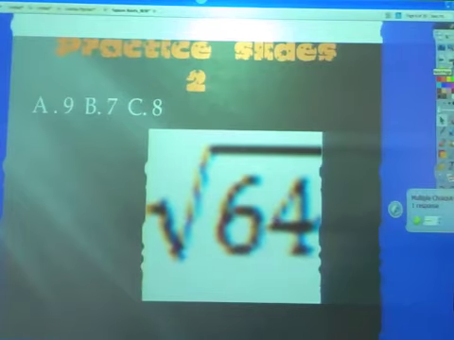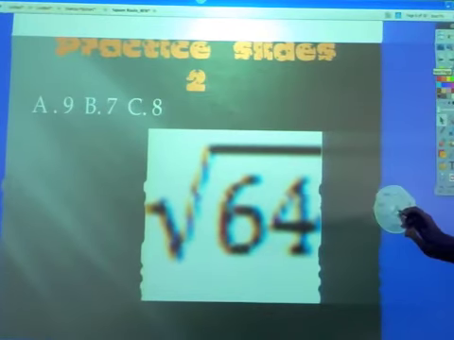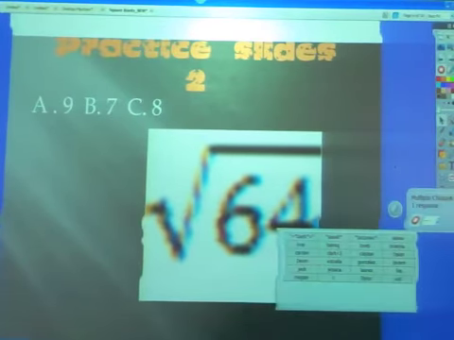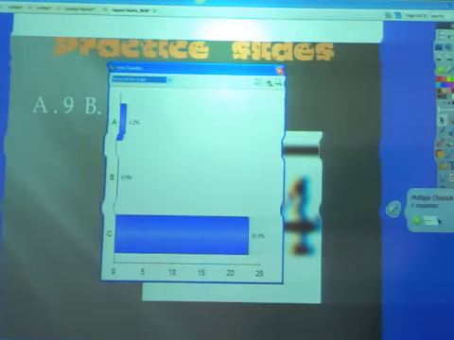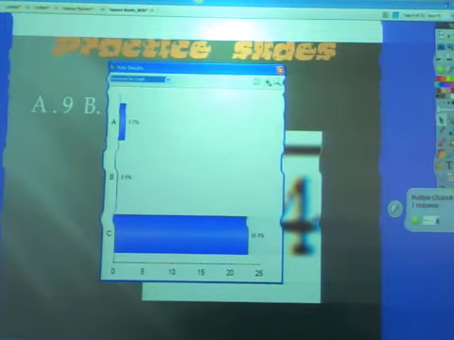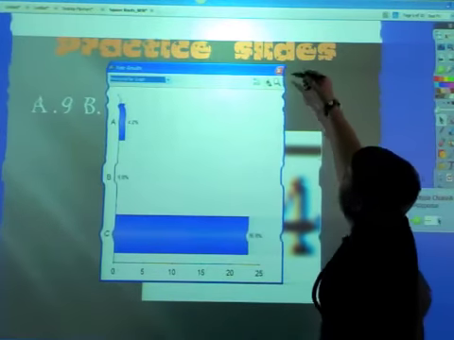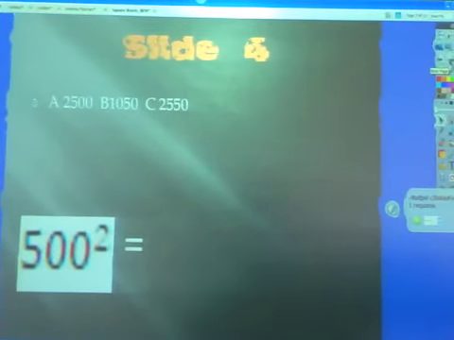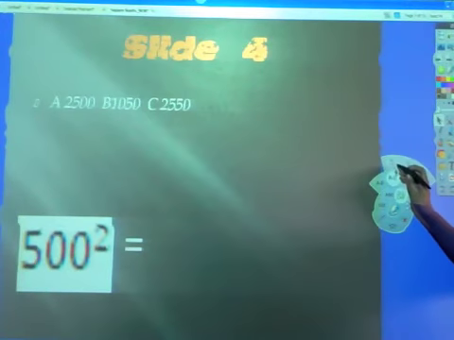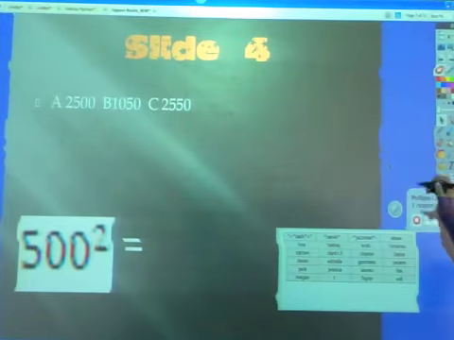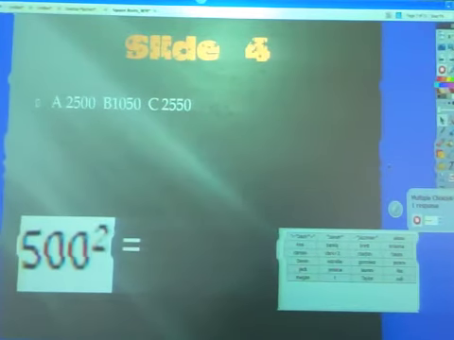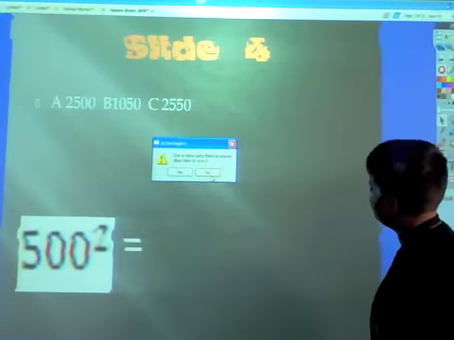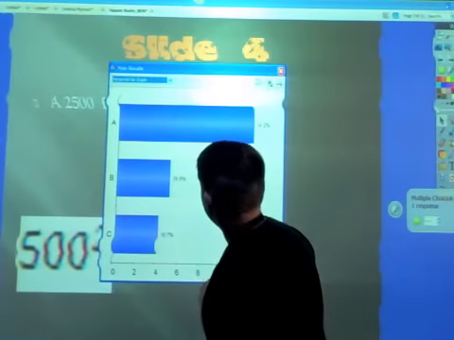That's supposed to be 64. The right answer was C. Right answer was A.